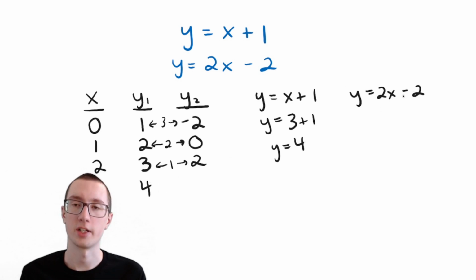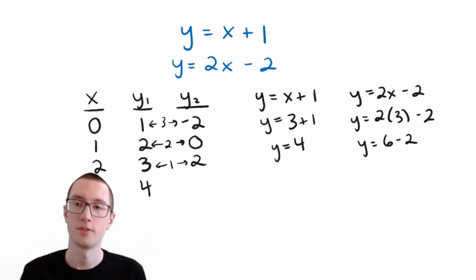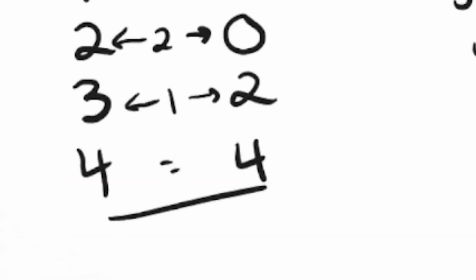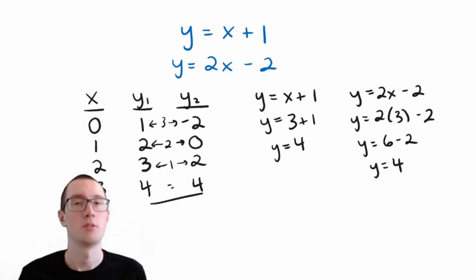And now let's do the same thing on the other equation. Y equals 2 times 3 minus 2. 2 times 3 is 6 minus 2. 6 minus 2 is 4. So we're going to put in 4. And as you'll see, here we have two numbers that are equal. So we figured out our answer.